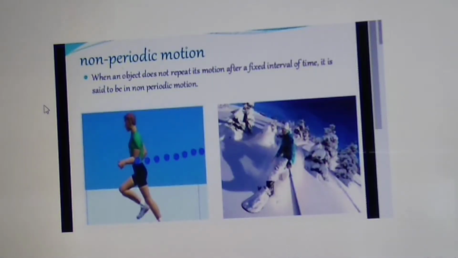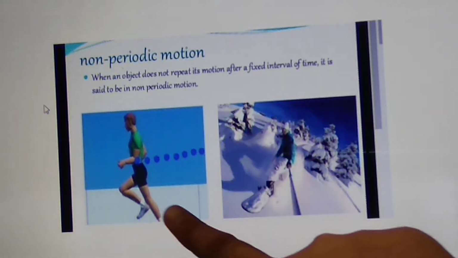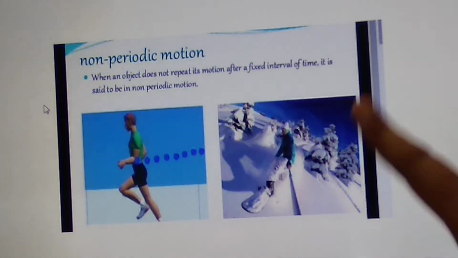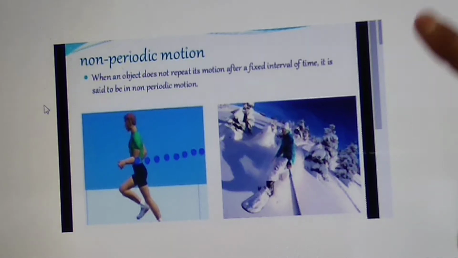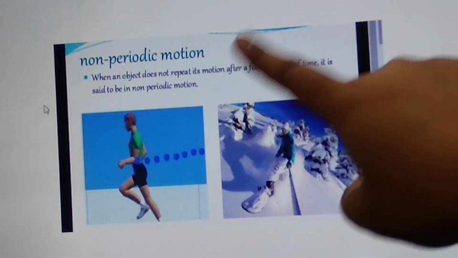Now coming to the non-periodic motion. Now this is a boy who is running in a marathon, or this is a skiing sport. A person has been taking it. Now this kind of motion, when a person is running in a marathon or taking part in a sport, are they going to repeat their motion in a regular interval of time? No. So there is no guarantee or no repeat of the motion after a fixed interval of time. That is the reason it is named non-periodic motion.